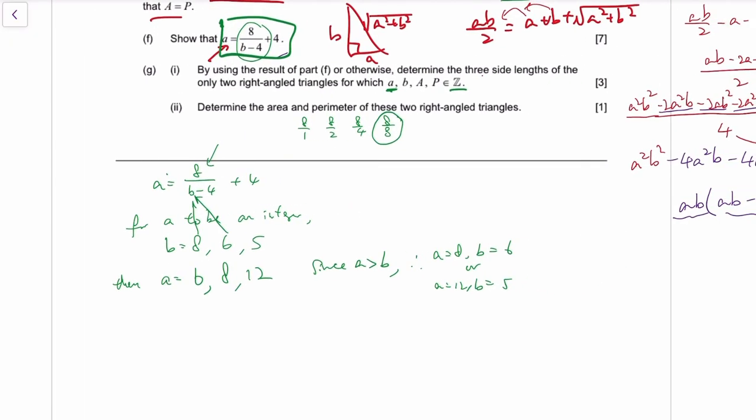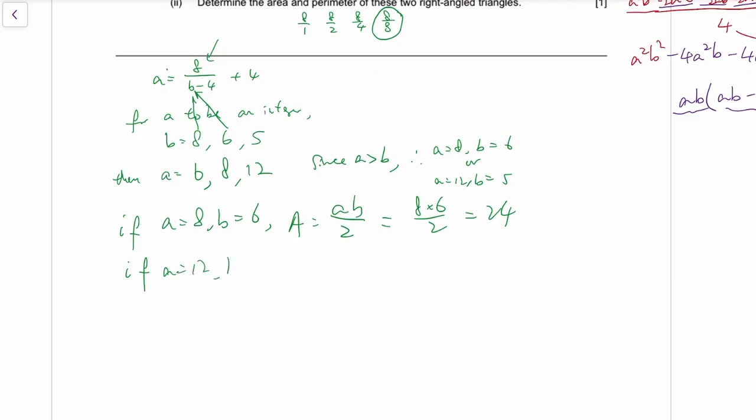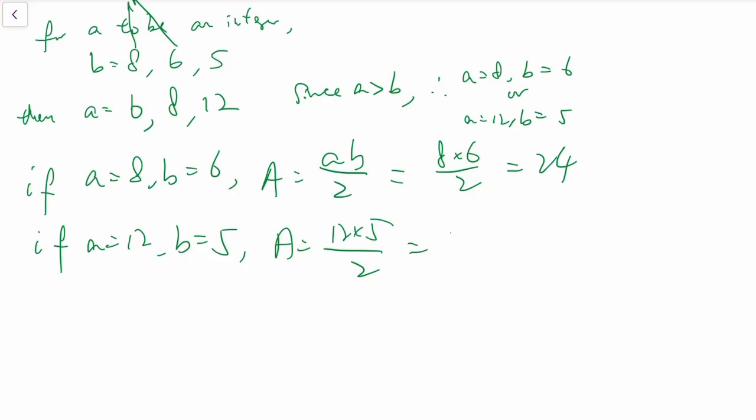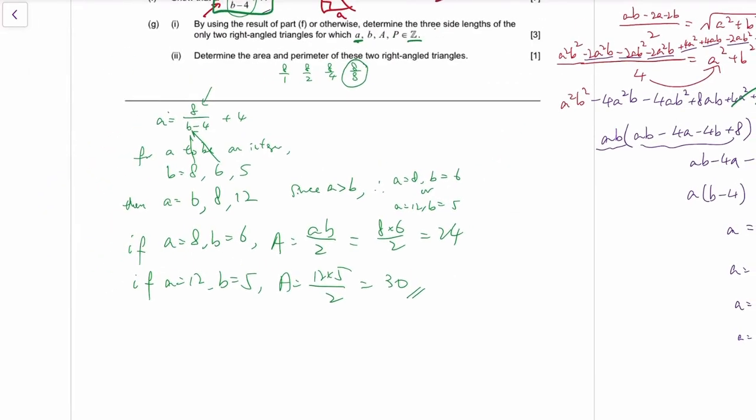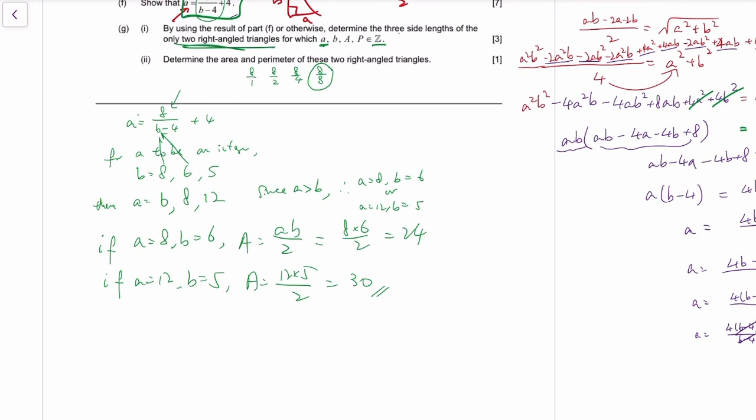Okay, but we need capital A and P to be integers as well, so we just have to calculate what that would be. If A equals 8, B equals 6, then the area is AB over 2. It's 8 times 6 over 2, so that's 24. Okay, that works. If A is 12, B is 5, that's 12 times 5 over 2, so that's 30. Okay, that also works. So that's the 2 choices. Alright, the 2 right angle triangles. Determine the area and perimeter. Oh, I did that as well. 24, 30.